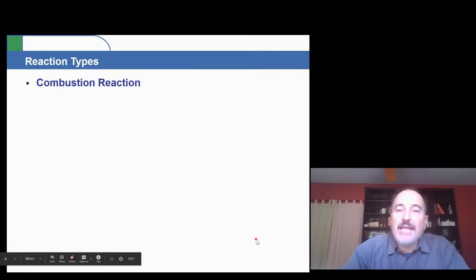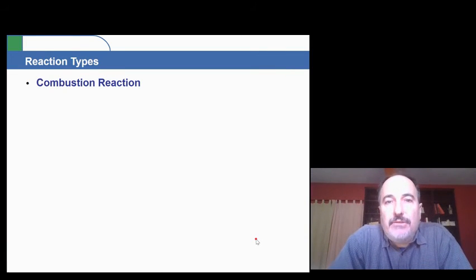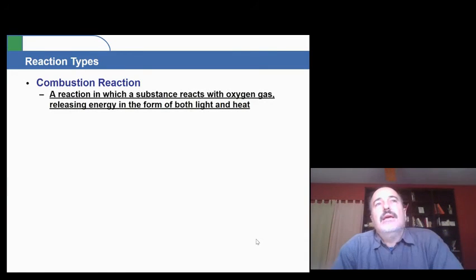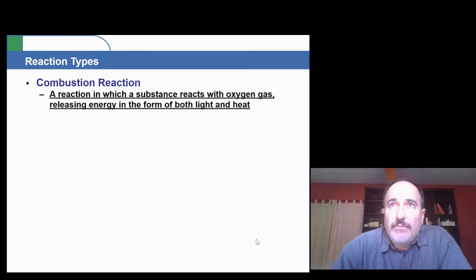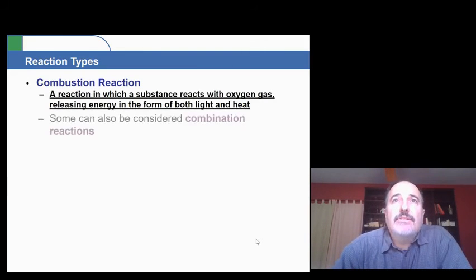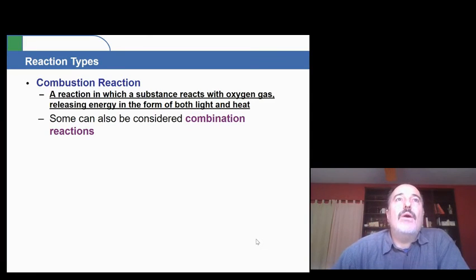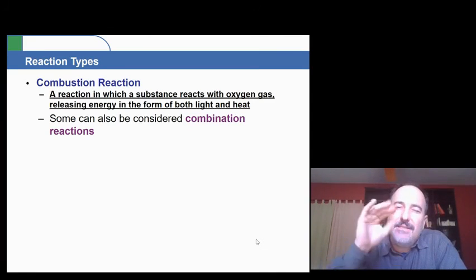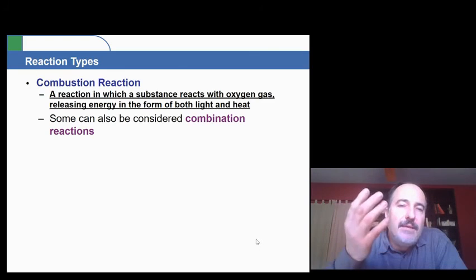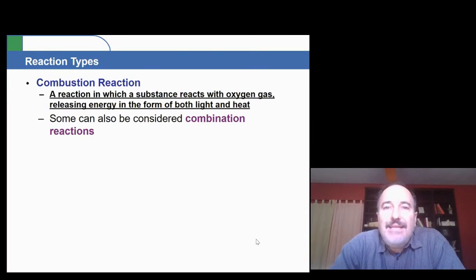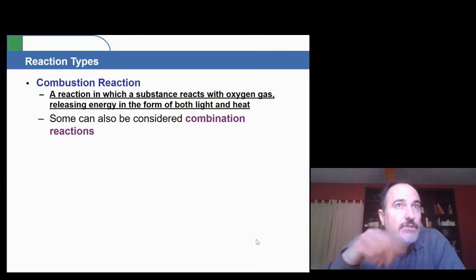And the last type is known as a combustion reaction. When we talked about balancing equations, we talked a little bit about these. It is a reaction in which a substance reacts with oxygen gas, releasing energy in the form of both light and heat. Some can also be considered combination reactions. Now, a true combustion, this is a little tricky here. Basically, some textbooks classify any type of rapid oxidation where there's a flame to be combustion.